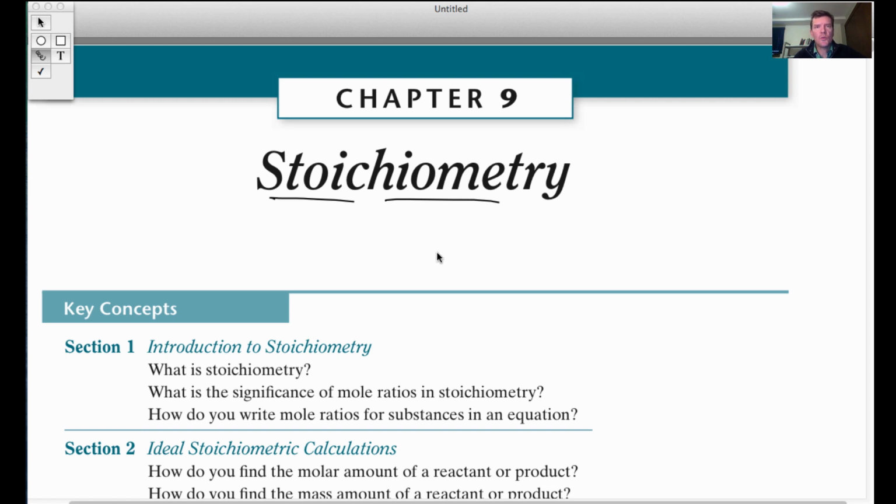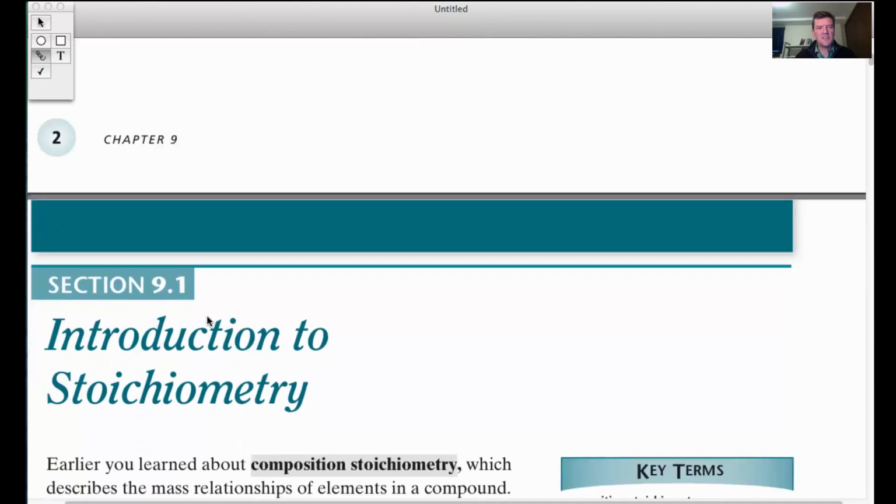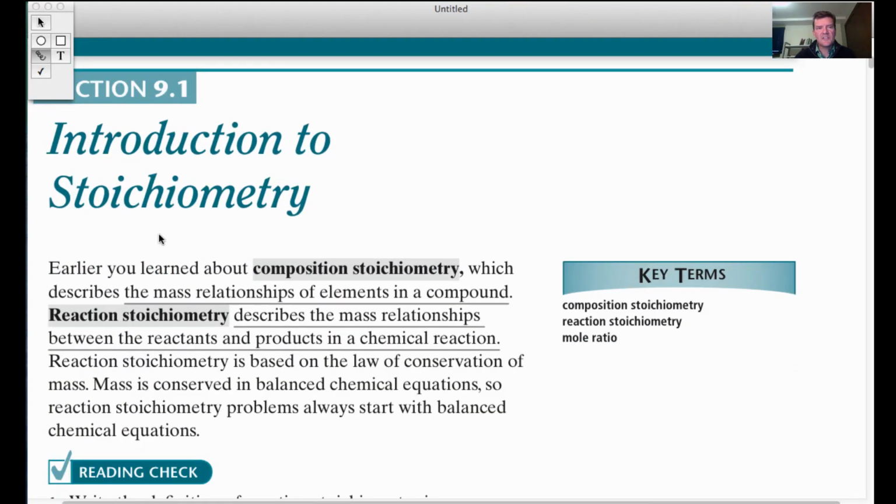It's simply working with balanced chemical equations to take a known quantity, an amount that you know in the reaction, and trying to find something that you don't know. Okay, try to find some unknown. Now, one of the best ways to work through chemistry, or through stoichiometry in chemistry, is actually to work through some examples. So in this first section of chapter 9, there's a lot of information here about what is stoichiometry.